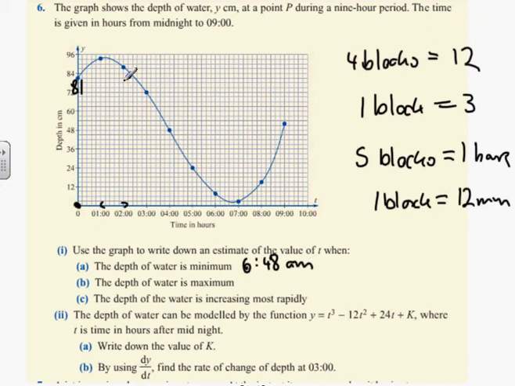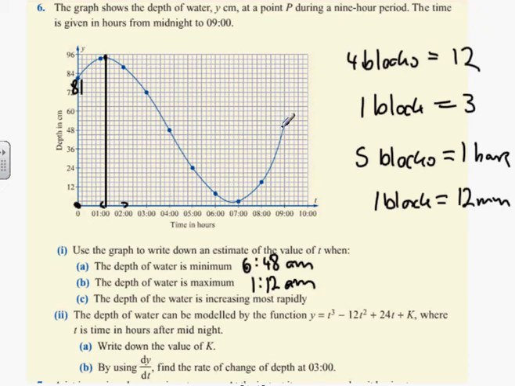When's the maximum? Maximum's up here. Let's go straight down. What do we get here? Just after 1 o'clock. 1 block after 1. 12. Okay. Some of you might have written that in decimals, which is also okay. Like 1.2 or something like that.